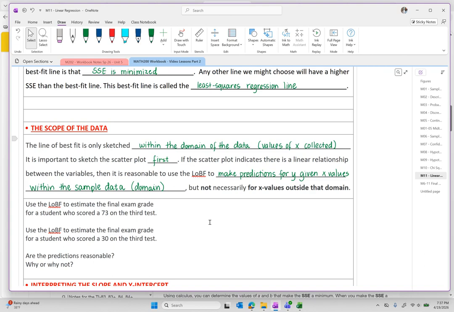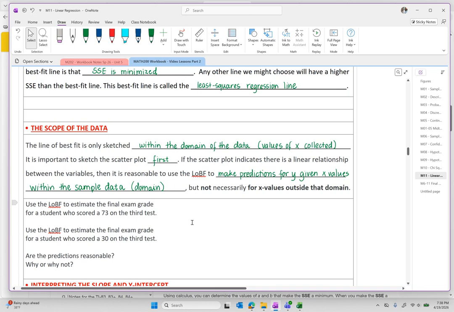If the scatter plot indicates that there is some linear relationship between the variables, then it is reasonable to use the line of best fit to make predictions for y given some x value. The problem with making a prediction is that this x value must be within the sample data, which is the domain of the variable x. It is not necessarily true that it will provide a good and reliable prediction for x values outside of that domain.